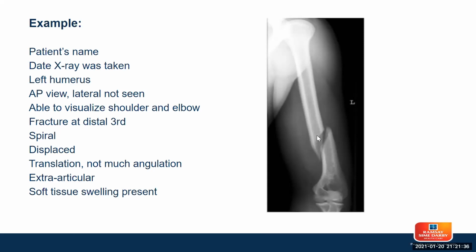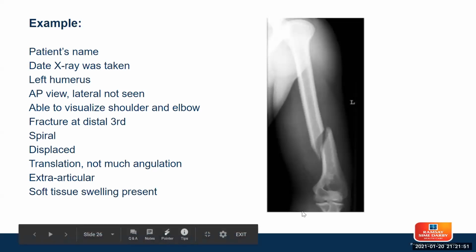the humerus. If I want to describe it, I describe it as a spiral fracture. It has a mild displacement. It's sort of translated a little bit to the side. Translation means movement to the side. There's not that much angulation. It's fairly straight.